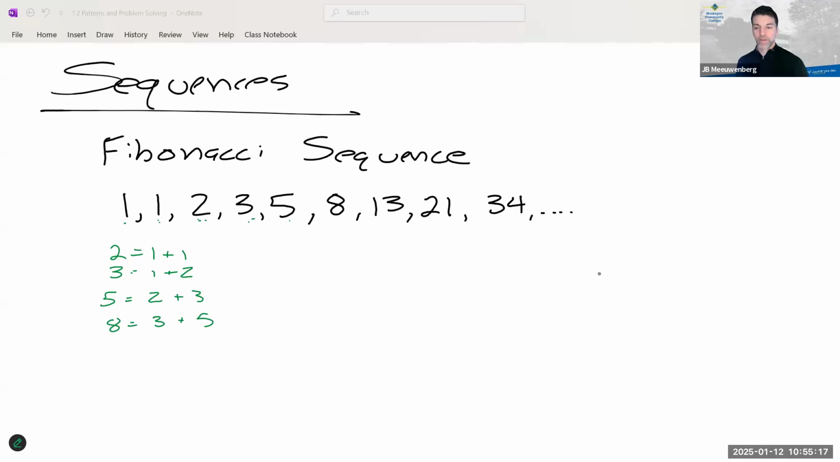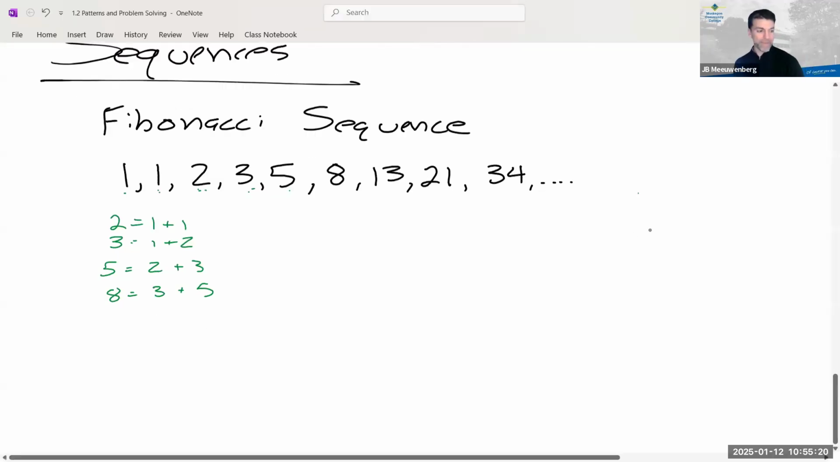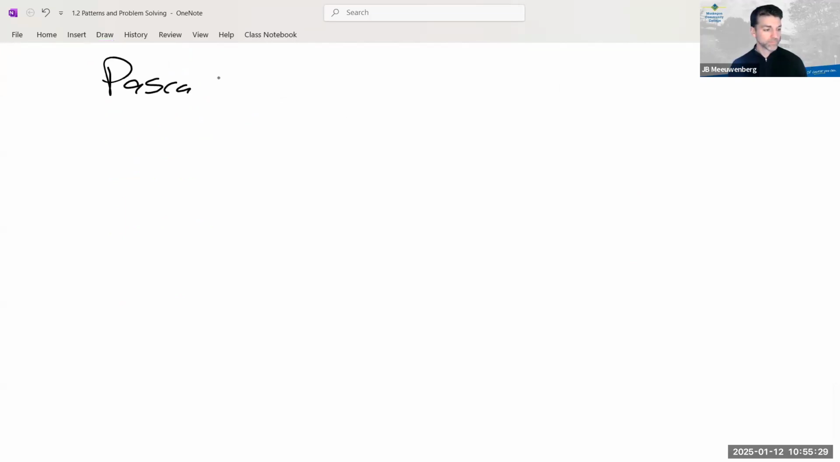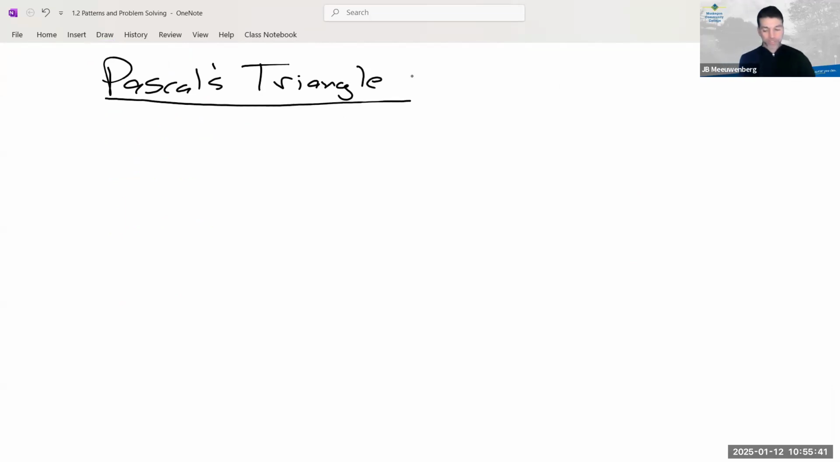So another famous number sequence, it's partly a sequence, but there's also a visual that goes along with it, and it is called Pascal's triangle. Blaise Pascal, right? These were famous mathematicians.